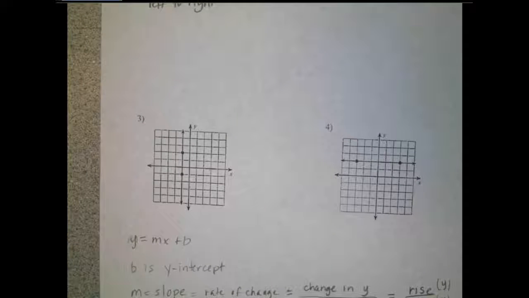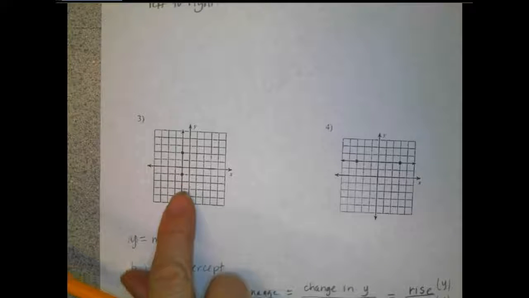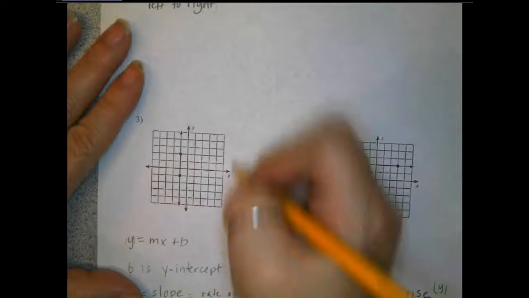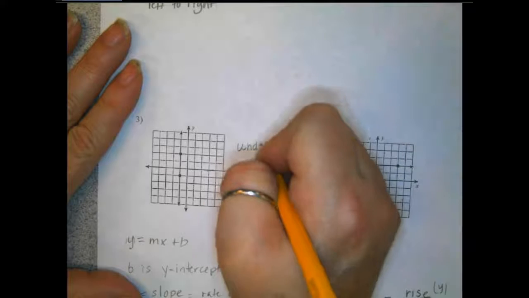Let's look at number 3. What can we see about number 3? Does it have a slope? No, but it's not a horizontal line, is it? It's vertical. So what kind of slope is it then? Undefined, right? So that's what we're going to write. We're going to write undefined.